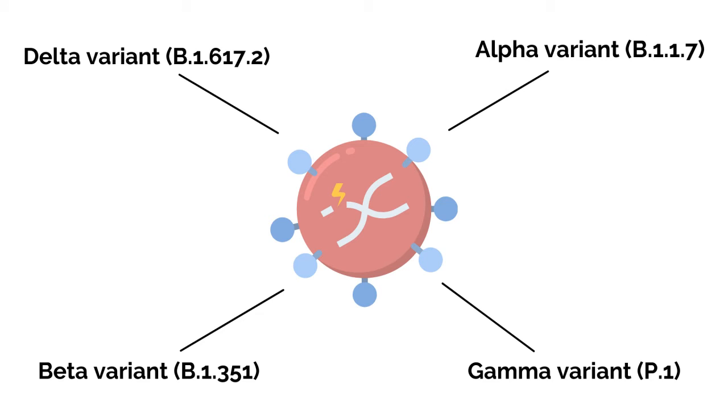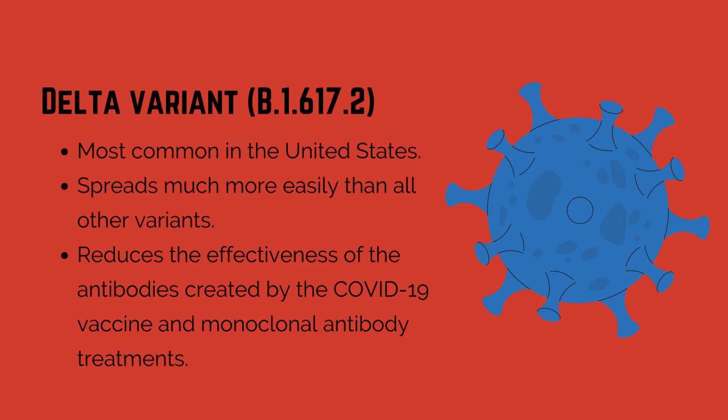These variants include the Delta variant, Alpha variant, Gamma variant, and Beta variant. Firstly, we will talk about the Delta variant. This variant is the most common COVID-19 variant in the United States. Research has shown that it spreads much faster than all other variants. In fact, one person could spread the Delta variant to 3.5 or 4 other people in the same environment.